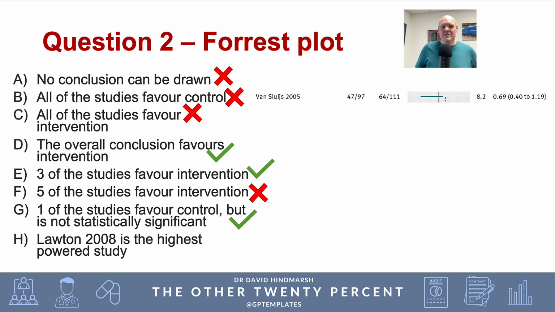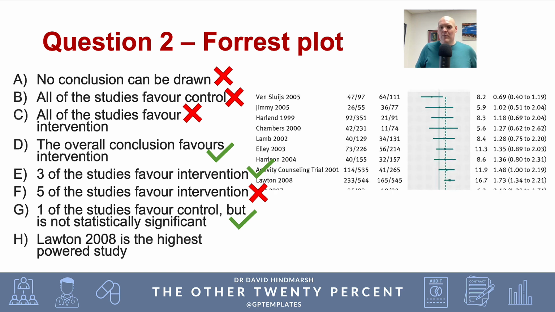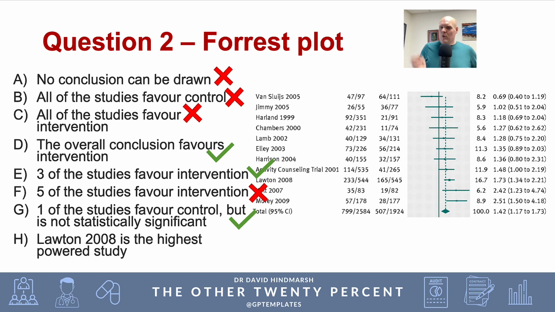And Lawton 2008 is the highest powered study, and we can have a look at Lawton's study. We'll notice 2 things. One, it's the biggest black box, so we think it might be, and also the number to the right hand side, the 16.7, is the largest, so it is the highest powered study.